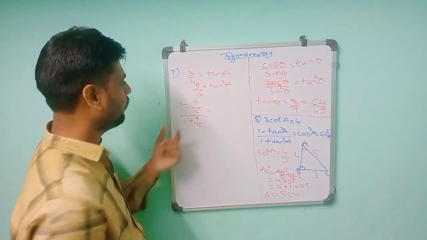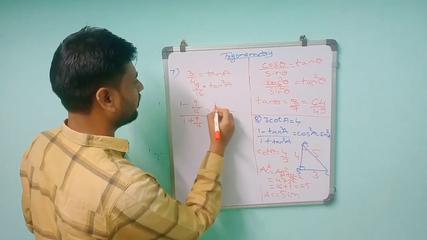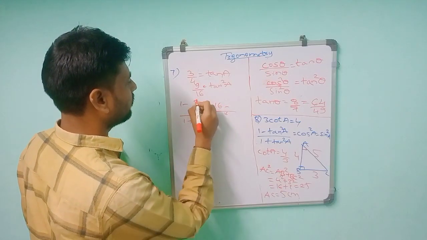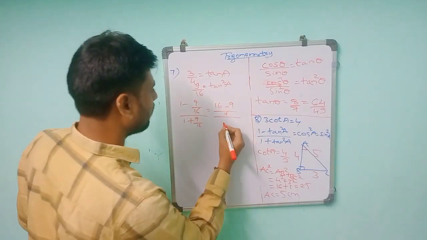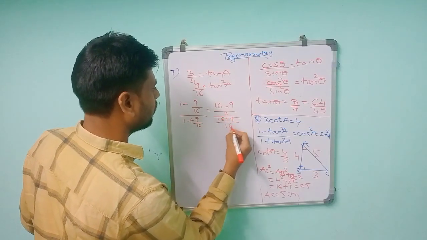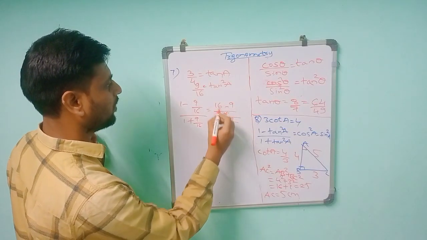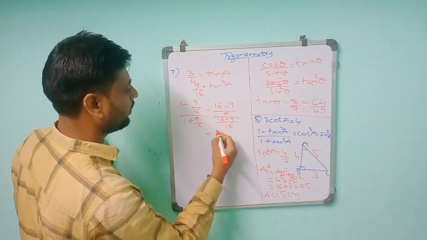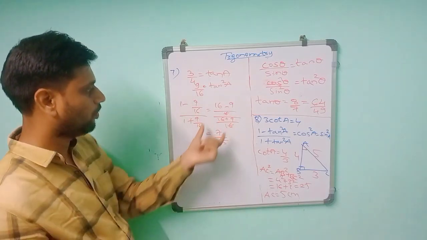So if you take LCM, it will be 16. So 16 minus 16 into 1, so 9, divided by 1 plus 9/16, this is also 16 into 1 is 16 plus 9, divided by 16. So these two will get cancelled because this is 16, this is 16. So remaining is 16 minus 9, that is 7, divided by 16 plus 9, so 25. So it will be 7/25.